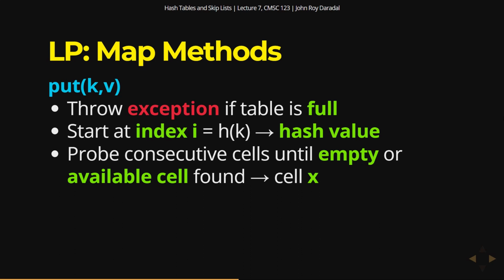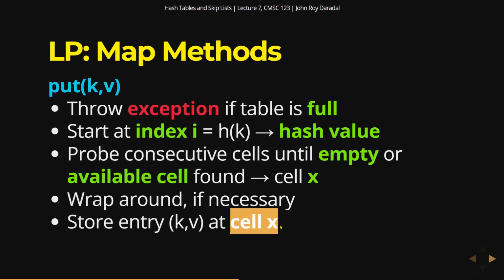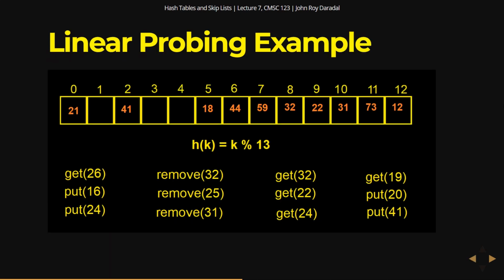Okay, so let's call that the cell X, and again, don't forget to wrap around if it's necessary. And then whatever empty or available cell we ended up with, that is where we store our entry KV. Okay, so yeah, that's the three main methods for the map for linear probing.